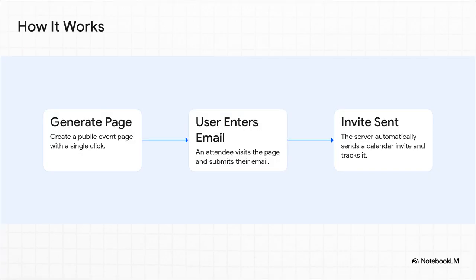And check out how simple this is. With literally one click, the system generates a public landing page for your event. Someone who's interested goes to the page, pops in their email, clicks the button, and bam, the server instantly fires off a calendar invite directly to them. And here's the best part. The system also tracks that it was sent, so you know who's got it. It is completely hands-off for you.